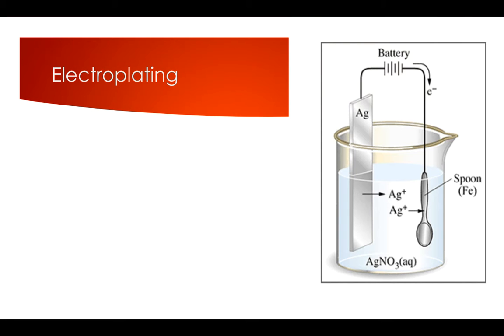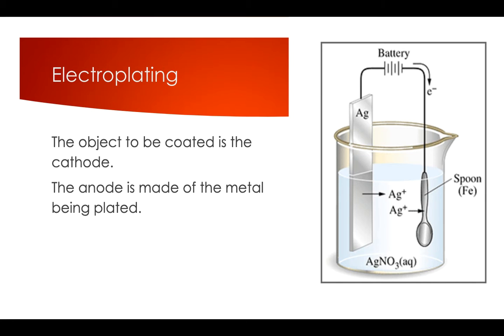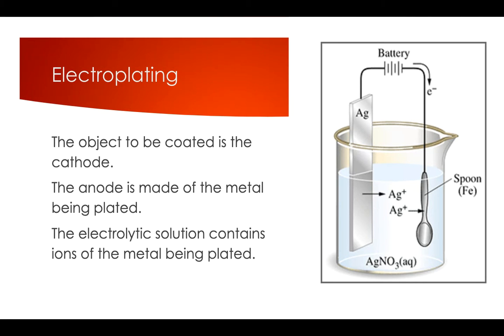So how this works, it's an electrolytic cell. The object that you're trying to coat is the cathode. In the example that's shown here, we're plating silver onto a spoon that's made of iron. So the cathode is the spoon, and then the anode is made of the metal that you're plating. So we're plating silver onto the spoon, so the anode is made of silver. And then the electrolytic solution contains ions of the metal being plated. So in this case, the silver ions.